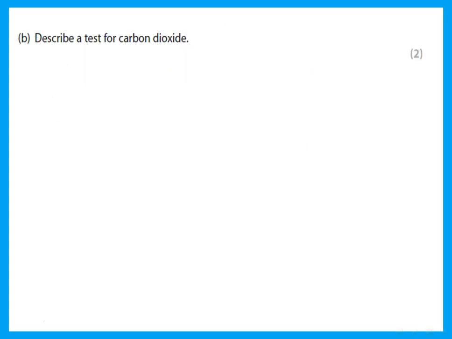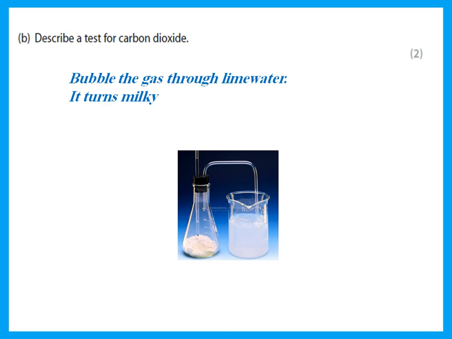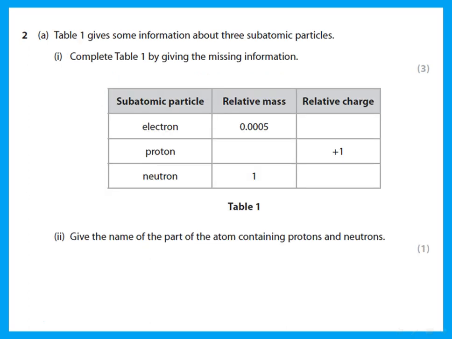Describe a test for carbon dioxide. What was the test for carbon dioxide gas? Bubble the gas through lime water, it turns milky. Table 1 gives some information about 3 subatomic particles. Again, I'm going to remind you that the word subatomic particle means the particles inside the atom. So he's referring to electrons, protons, and neutrons.